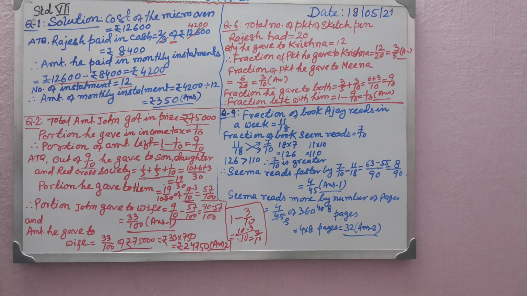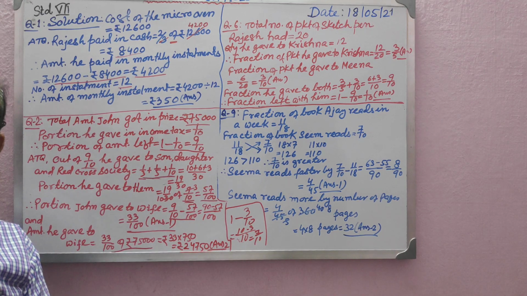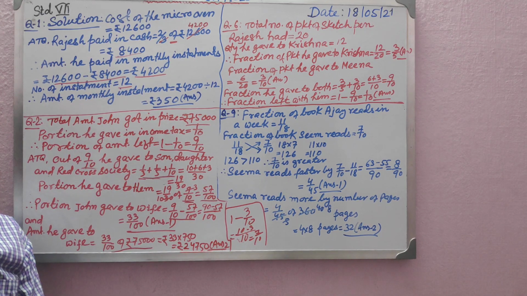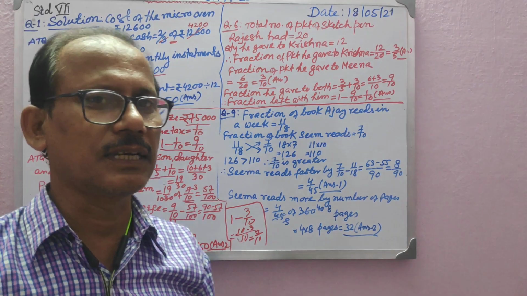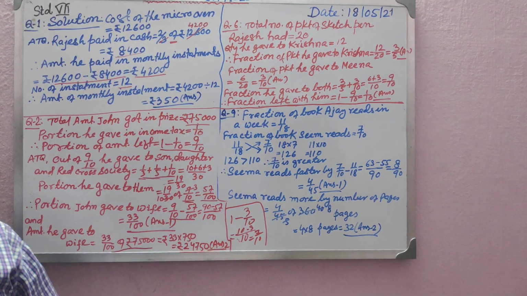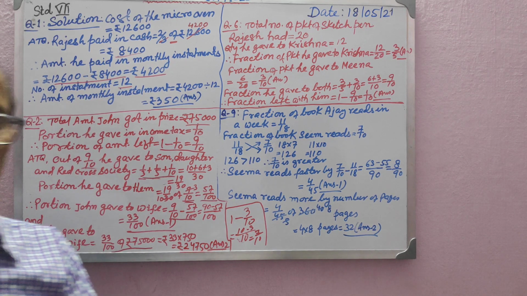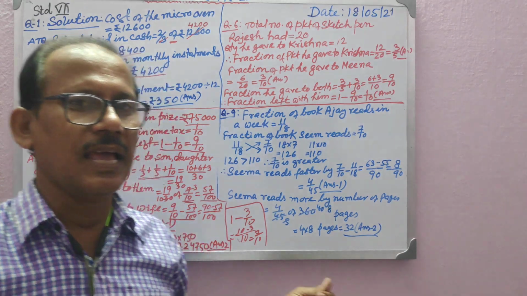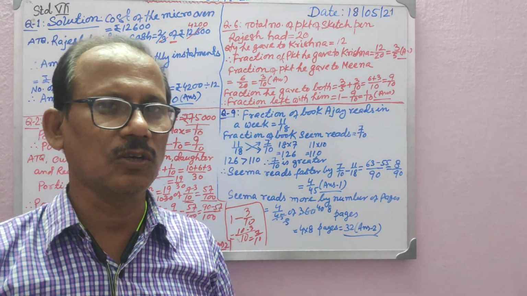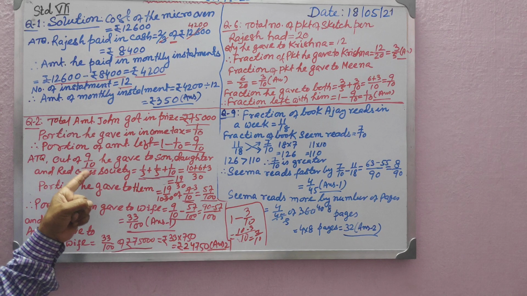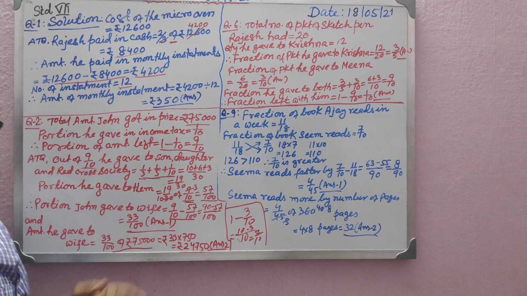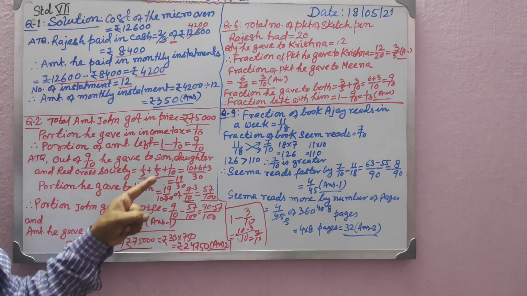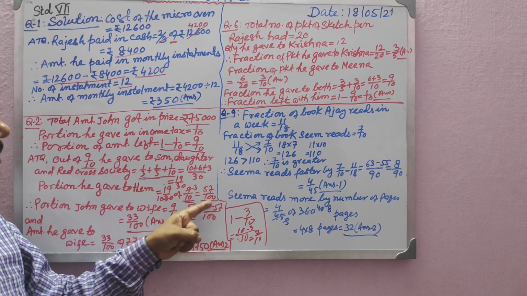I will go once again. What John did? John got 75,000 rupees, and the portion he gave to income tax is 1/10. Remaining is 1 minus 1/10, 9/10. The condition given to you is that out of 9/10 he has given to his son 1/3, to his daughter 1/5, and to the Red Cross Society 1/10. So altogether he has given to these three, adding this, of 9/10, because 9/10 was the remaining. From the remaining portion only this fraction was given. So he has given altogether 57/100.